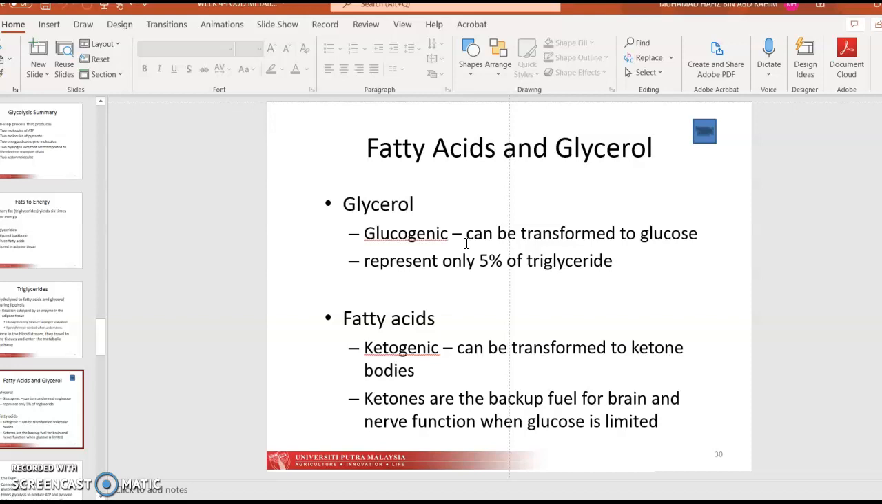Glycerol is glucogenic, which means it can be transformed to glucose to stabilize the blood glucose level, and it only represents about 5% of the triglyceride. 95% is fatty acid. Fatty acid is ketogenic, meaning it will be transformed to ketone bodies. Ketones are the backup fuel for the brain, meaning the brain only uses ketones after the glucose is not enough. Otherwise, it will always use glucose first, and ketones function when glucose is limited.